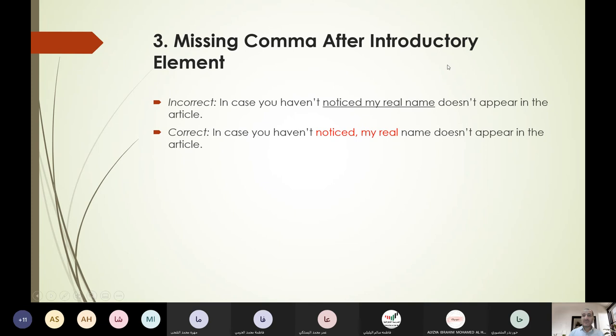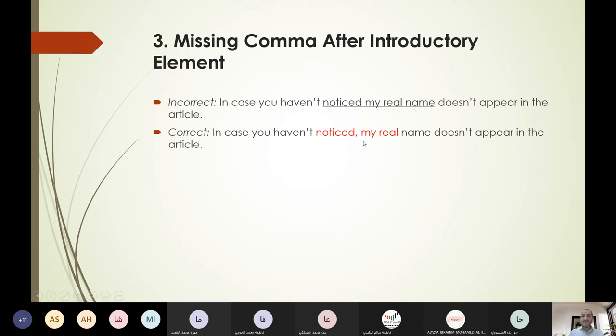And this makes like what? In case you haven't noticed, my real name doesn't appear in the article. In case you haven't noticed my real name. If you read it this way, where is the end of the sentence? Okay, actually, you're supposed to use a comma here: in case you haven't noticed, my real name doesn't appear in the article. You need to say this. Read as you say it, and so on.